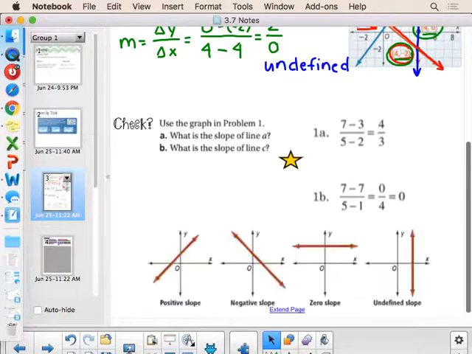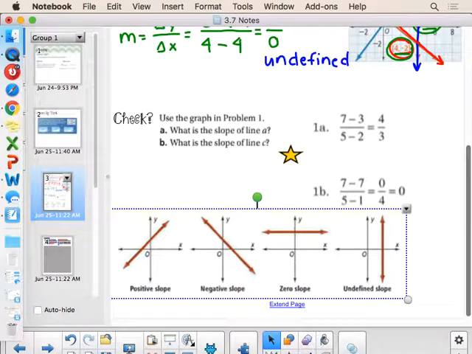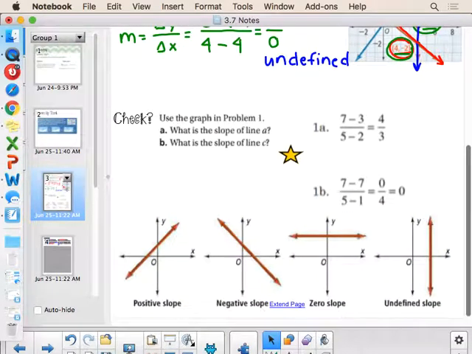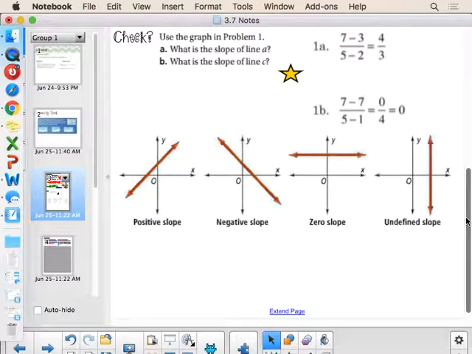After completing this first example, I'm hoping that you noticed that you had different types of slopes that were possible. We had a positive slope, such as the one in line A, which moved upwards as you went from the left to the right. When we did line B, we noticed that we moved downwards from the left to the right, which was a negative slope. You had a 0 slope for line C, which occurred when I had a horizontal line.